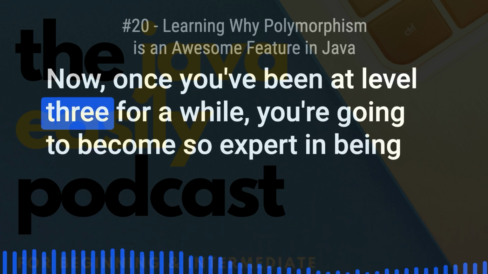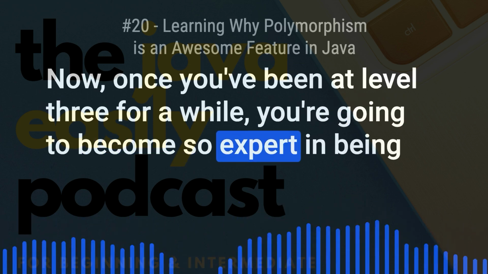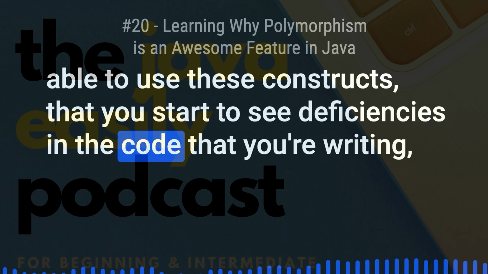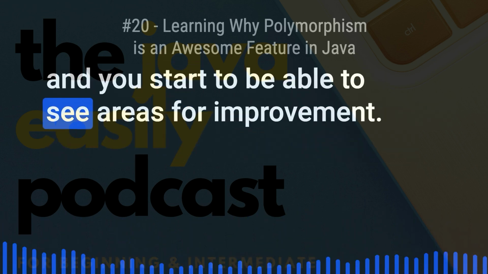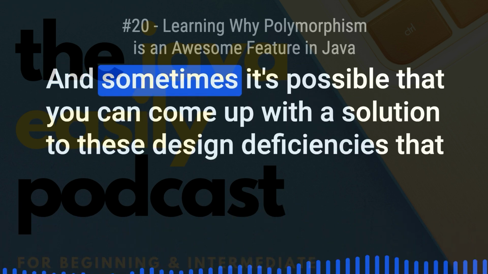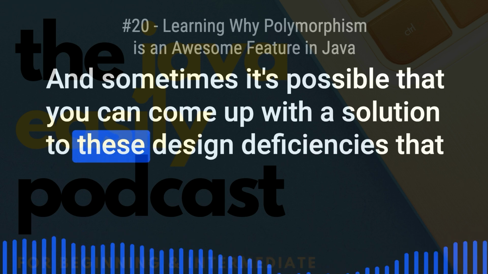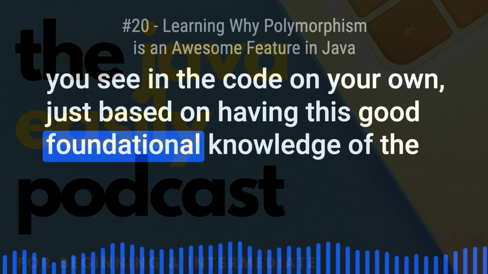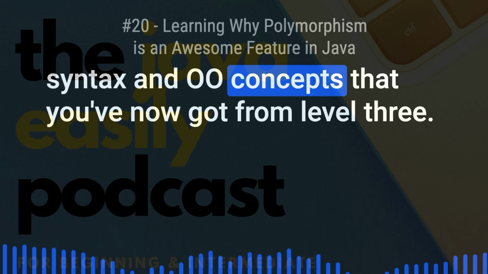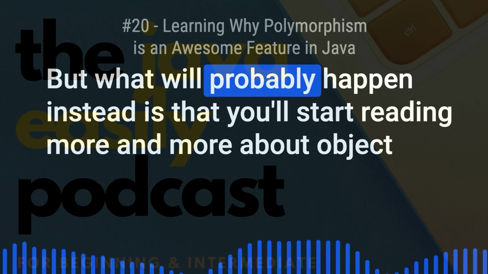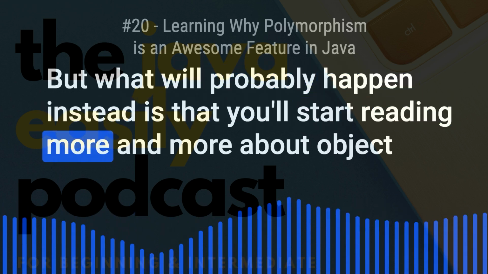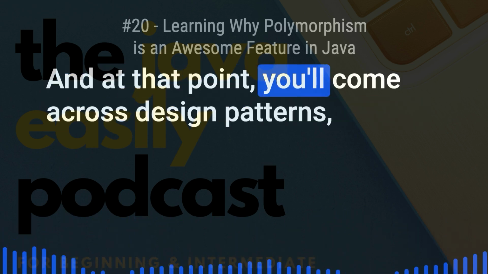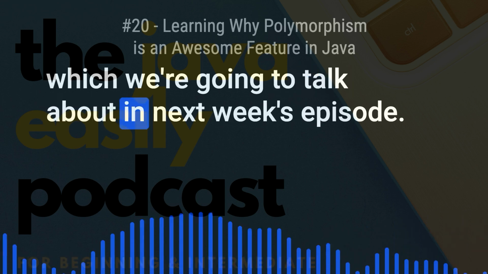Now, once you've been at level 3 for a while, you're going to become so expert at using these constructs that you start to see deficiencies in the code that you're writing, and you start to see areas for improvement. Sometimes you can come up with a solution to these design deficiencies on your own, just based on the good foundational knowledge of the syntax and OO concepts that you've got from level 3. But what will probably happen instead is that you'll start reading more and more about object-oriented design and object-oriented software engineering, and at that point you'll come across design patterns, which we're going to talk about in next week's episode.